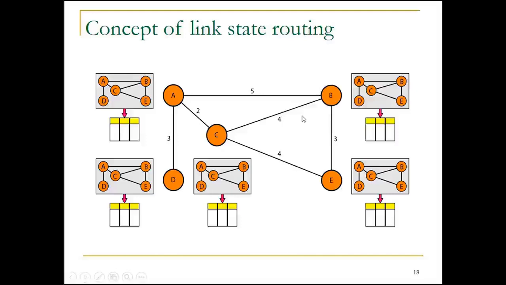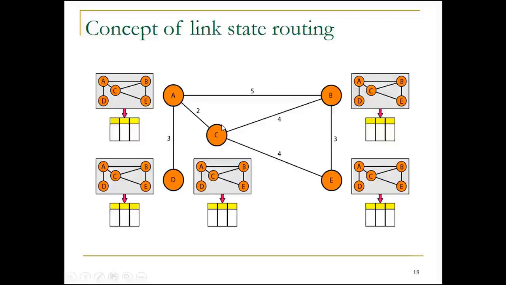In this case, A to B is 5. A to C is 2. A to D is 3. C to B is 4. B to E is 3. And then you do have C to E being 4. But when it comes to moving a packet from A to E, you notice that we can either go through A, B, E or A, C, E.